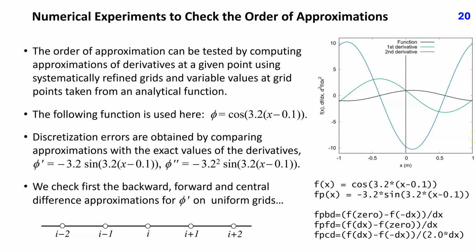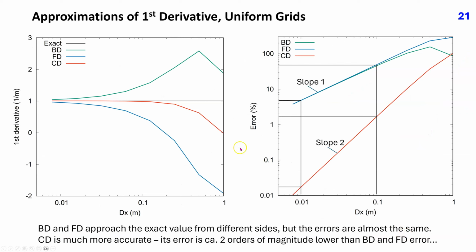Here are the excerpts from the computer code showing the expressions for derivative approximations: backward, forward, and central. The figure on the left shows the exact value of the first derivative at x equals 0, 1.006613, and the variation of numerical approximations by backward difference denoted BD, forward difference denoted FD, and central difference denoted CD, as the spacing between grid nodes, here labeled dx, is reduced. All approximations converge monotonically toward the exact value, except for backward difference on the coarsest grid.